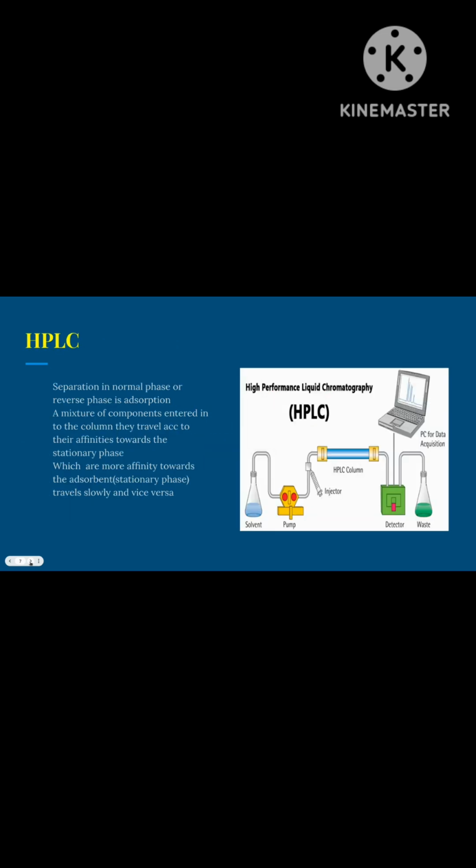Next one, HPLC. Separation in normal phase or reverse phase is by adsorption. A mixture of components enters the column. They travel according to their affinities towards the stationary phase: those with more affinity towards the adsorbent travel slowly, and vice versa. This is all about different chromatography techniques used in the pharmaceutical industry.